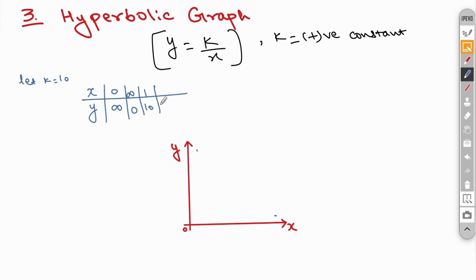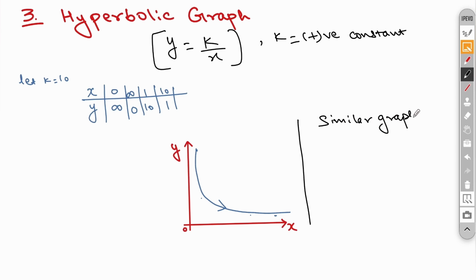Also, on taking x as 1, y will be 10, and similarly on taking x as 10, y will be 1, right? So it's just the reciprocal value. So the graph will look something like this, right? This is the graph of the hyperbolic function, whose equation is y is equal to k by x.